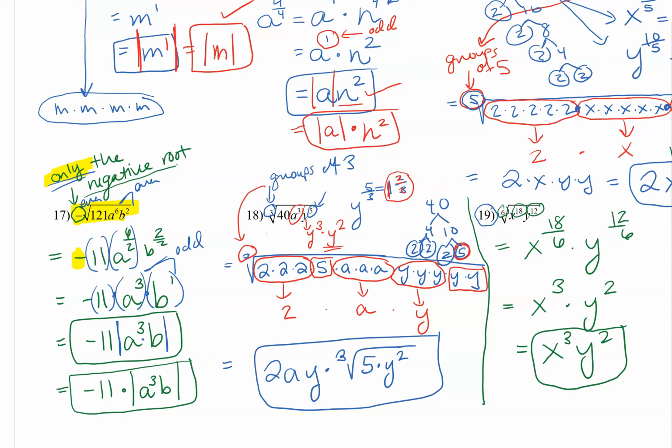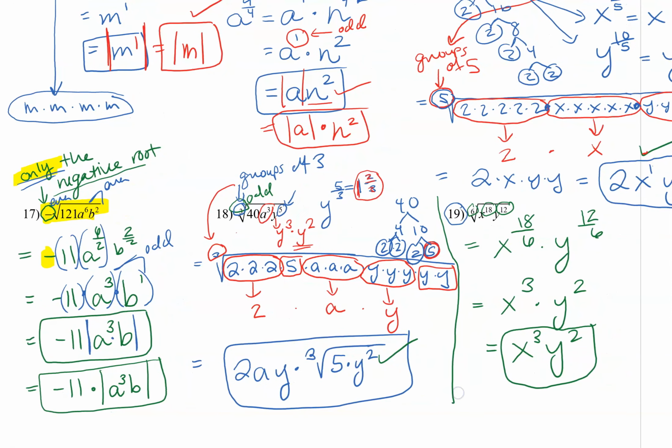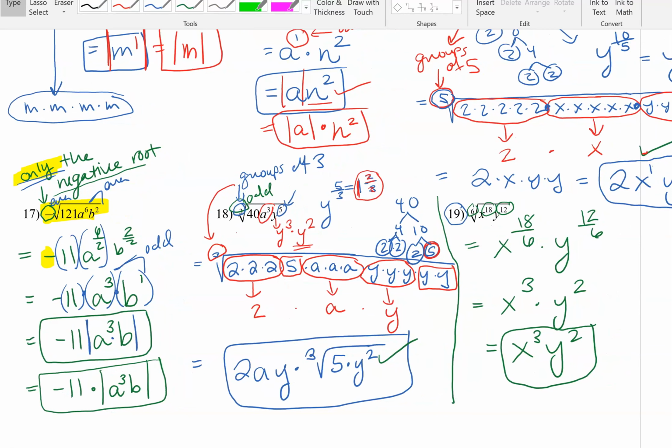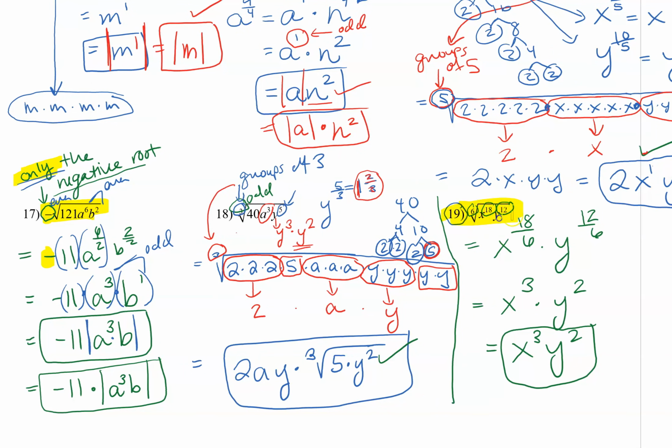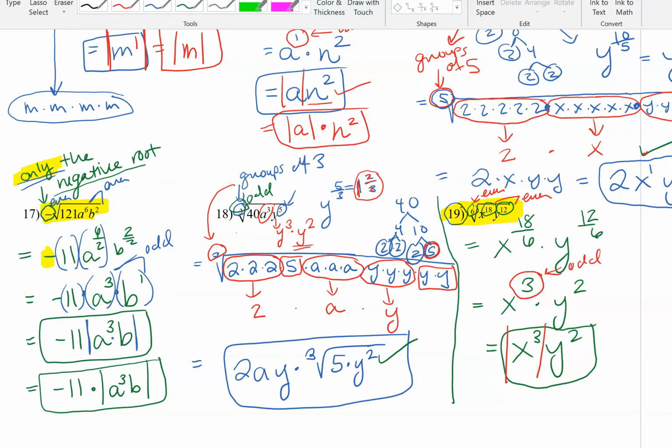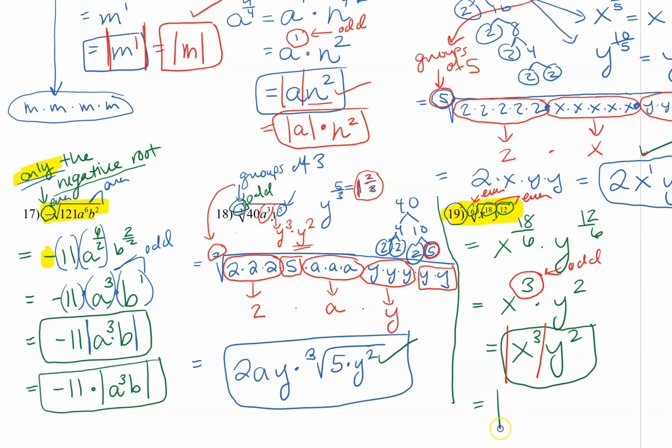In 18, I don't have to worry about it because my index was odd, so my answer was fine as is. And in number 19, let's highlight that one. I did have an even index there. So I had even index, and they both actually had even powers. Only the x ends with an odd though, so only the x cubed would need the absolute value. So final answer on that one should be the absolute value of x to the third times y squared.